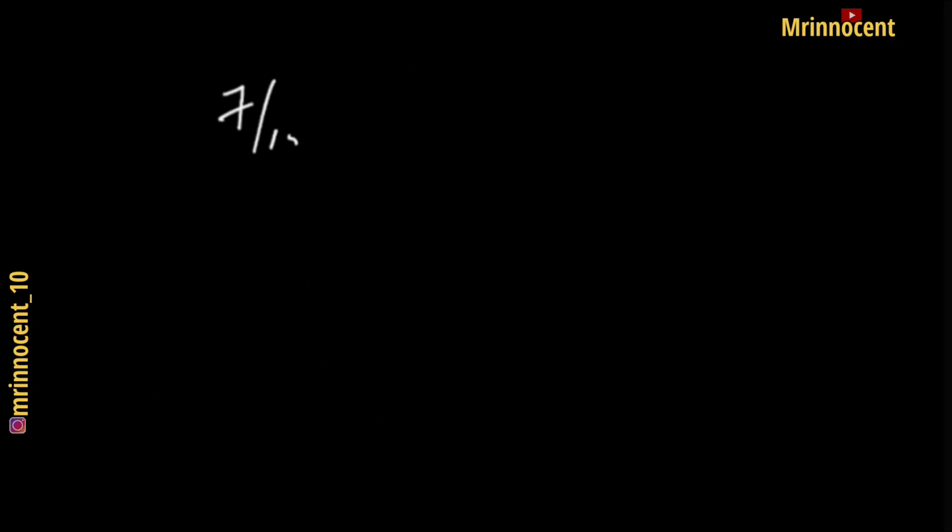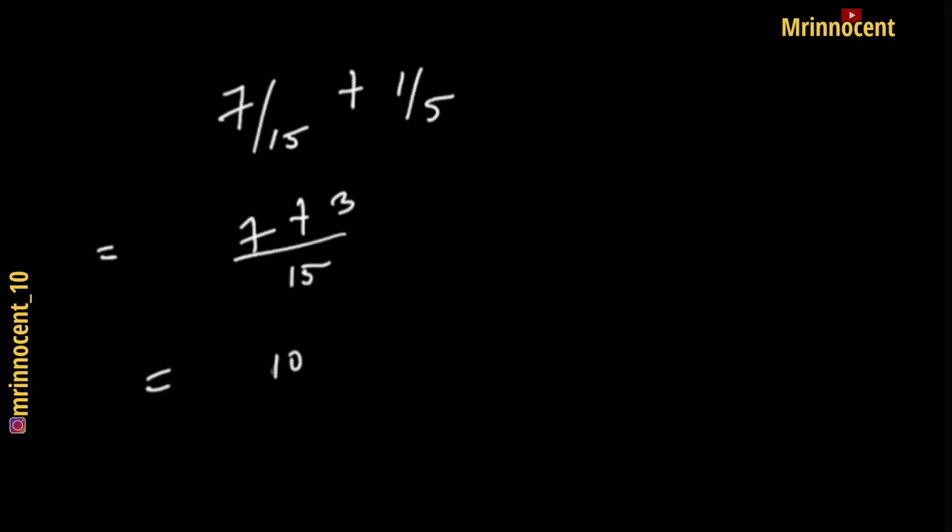Seven over 15 plus 1 over 15 is equals to, the LCM here is 15. 15 into 15 is 1 times 7 is 7 plus 5 into 15 is 3. 3 times 1 is 3. It's equals to 3 plus 7 is 10 over 15.